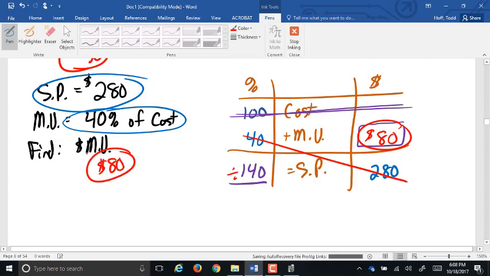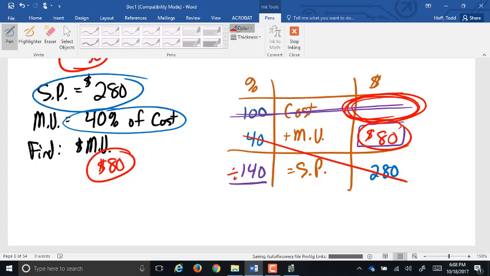Had you tried to find 40% there, the problem would have been, is the 40% of what? The thing that the 40% is based on would be the dollar amount of the cost, and we don't have that number. So that becomes a problem. So we're going to have you guys try a few.